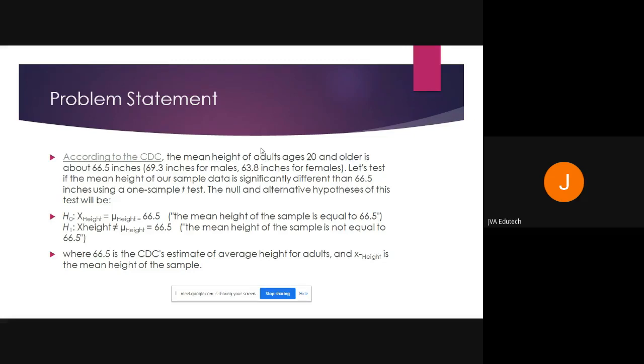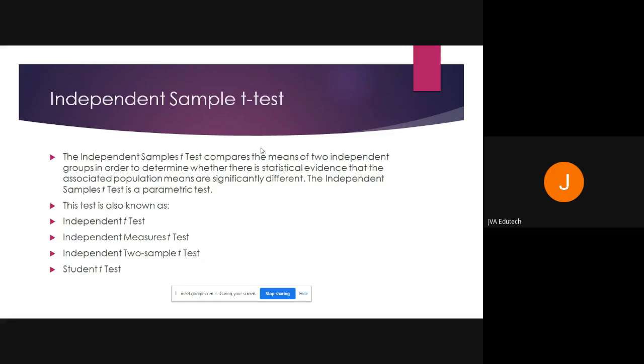If we want to write statistically, then we can write that mean of height, that is x height, is equal to mean height of the population, means x height is equal to mu height, which is equal to 66.5. So the mean height of the sample is equal to 66.5, and the alternate will be that the mean height of the sample is not equal to the mean height of the population, that is 66.5. And we can test it by using one sample t-test, where we will put the test value as 66.5.